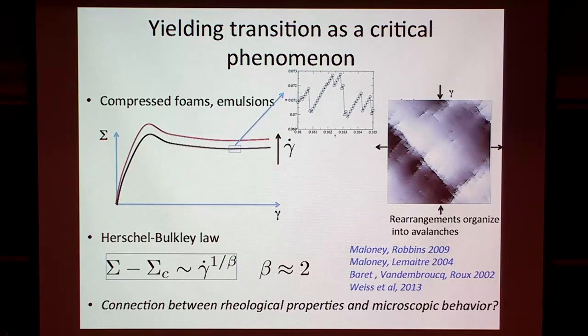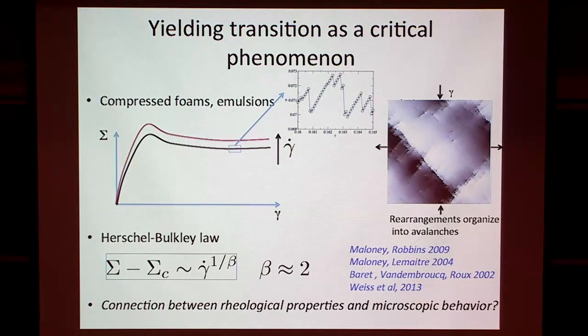The typical response would be like this. You impose some strain, let's say very slowly. You will have some transient response, which is very interesting, but that I won't talk about here. After this transient response, you go to some asymptotic behavior, and the value of the applied stress here I would call sigma c, and I would refer to it as a yield stress.